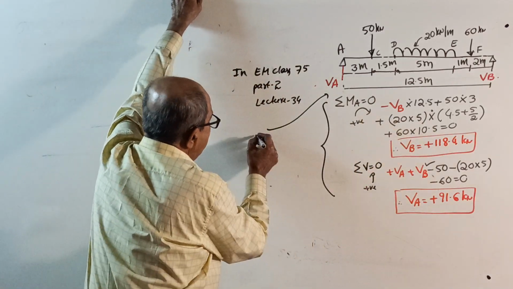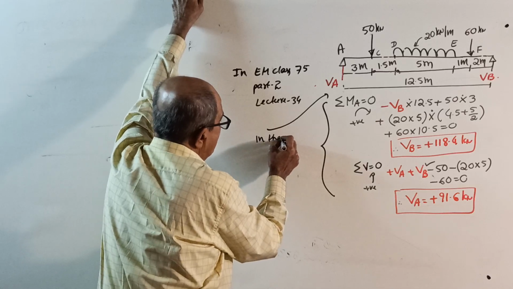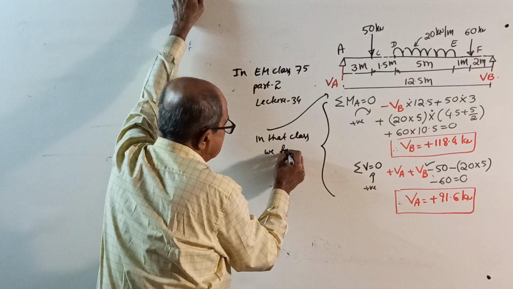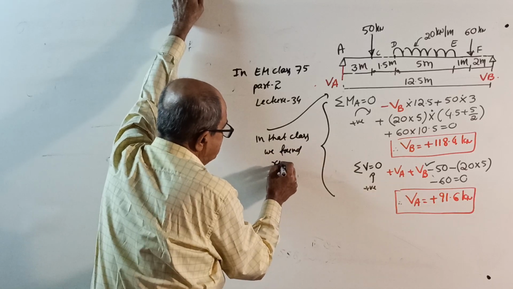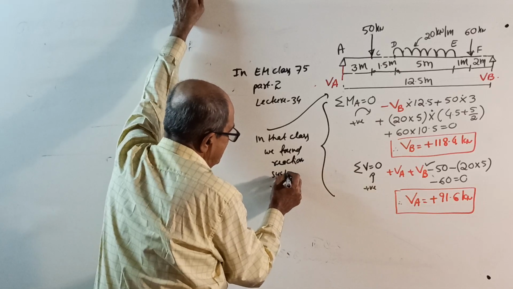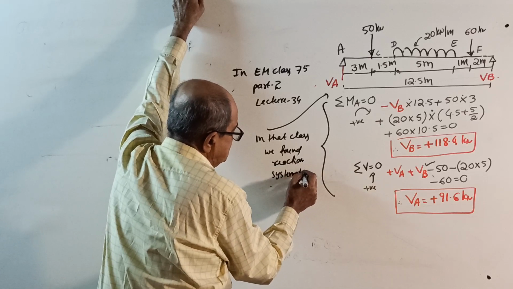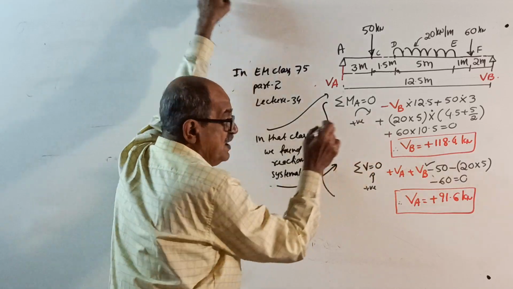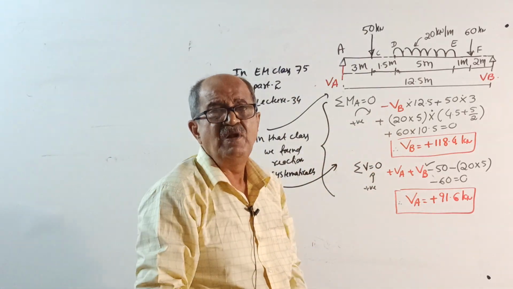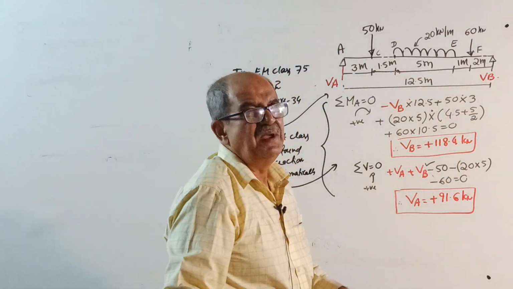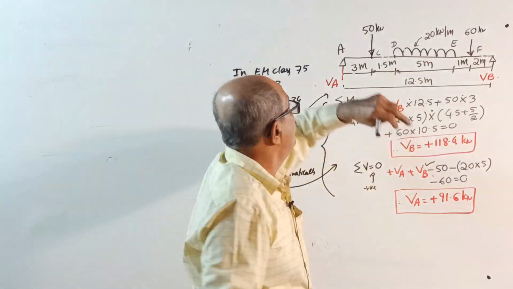We found the reactions in that class systematically. What I am telling now is a shortcut; systematically, as given here. Once again I will read here. Take moment about A. This has been explained many times. Go back to that class.